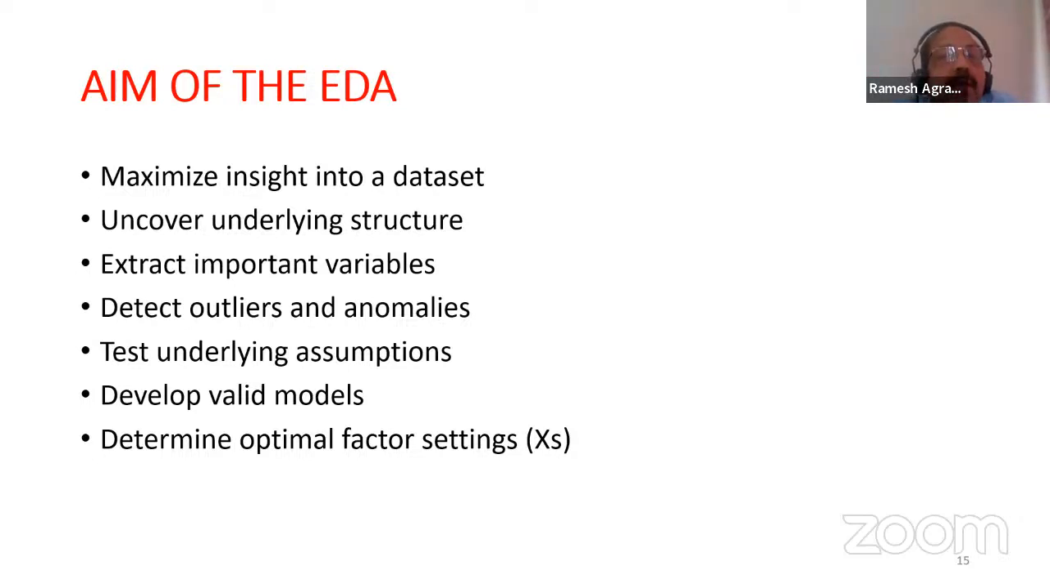Then what is another aim of the EDA? You have some assumptions and you want to test whether that assumption is true or false. Once you are able to find out important variables, then you develop decision models. In this process, you are able to find out what are the factors which are responsible for that disease.